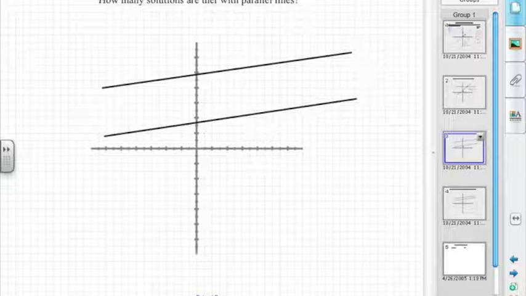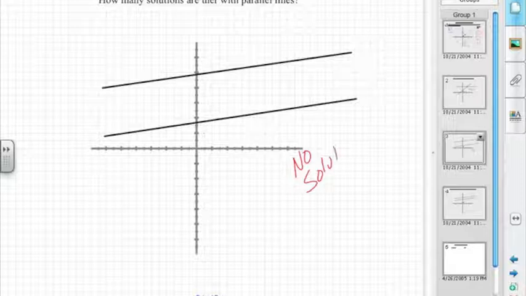How many solutions do these parallel lines have? In other words, how many places do these two lines cross each other? You're right, they don't. So parallel lines have no solutions.